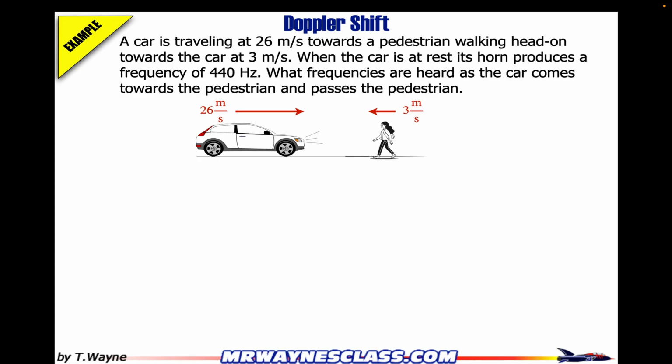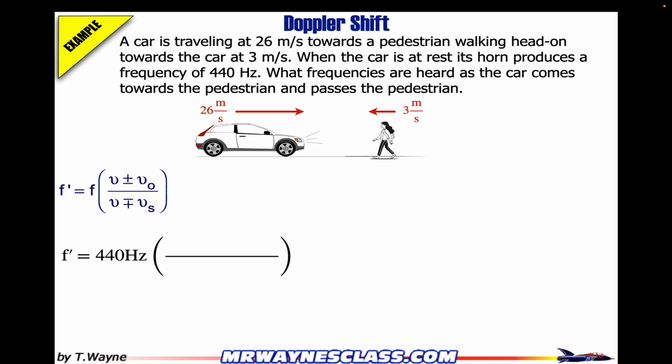This is our Doppler shift equation, and it says that f prime, the frequency you hear, is equal to the frequency when the source is at rest times this fraction, which is the speed of the wave plus or minus the speed of the observer, over the speed of the wave plus or minus the speed of the source. So the top part, we're going to focus on the observer. For the bottom part, we're going to focus on the source. So this is kind of the basic part of the equation. The frequency you hear in this problem is 440 hertz times the fraction.